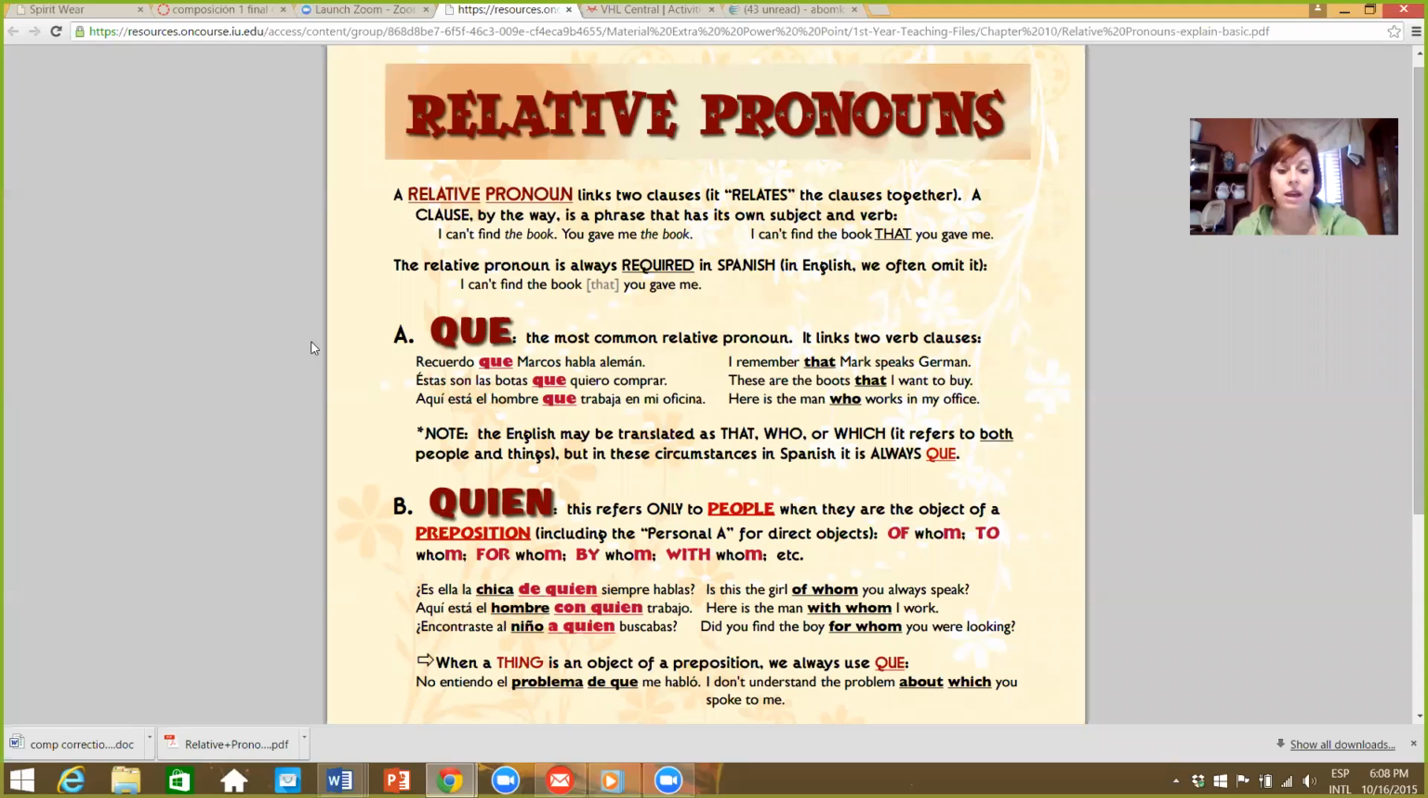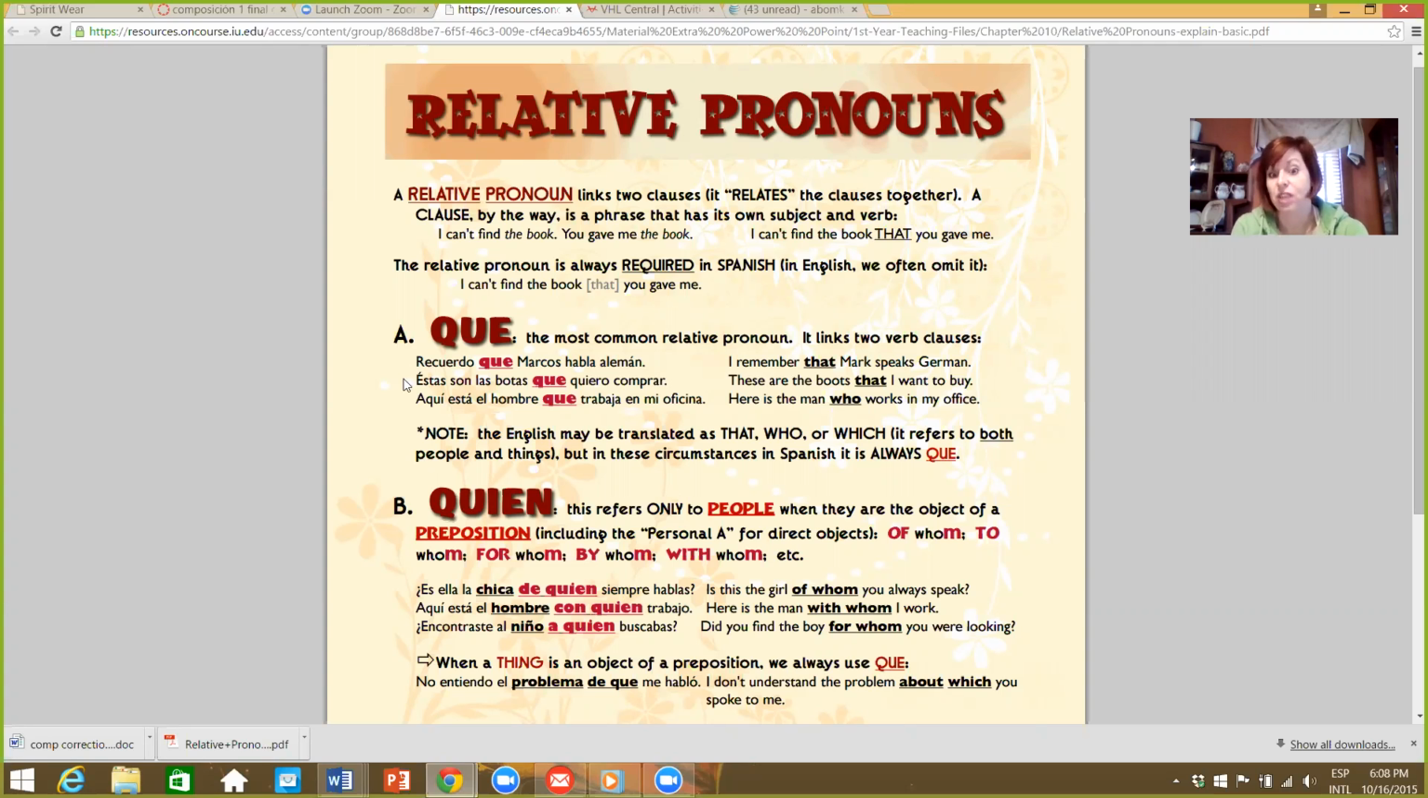Okay, so que is the most common relative pronoun. It links to verb clauses. So here are some examples. Recuerdo que Marcos habla alemán. ¿Sí? Estas son las botas que quiero comprar. So these are the boots that I want to buy.